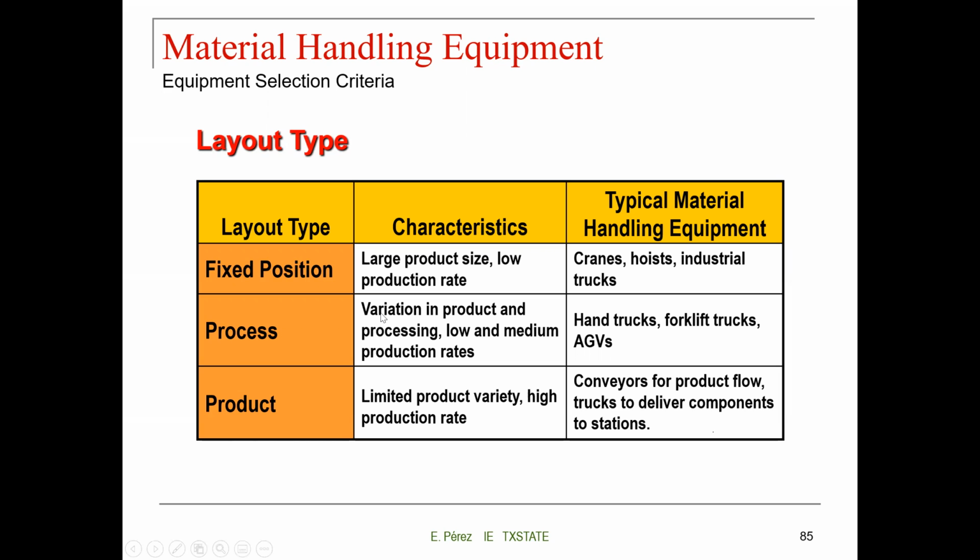The layout type, based on the equipment. The layout types are fixed position, process, and product. We discussed this already. If you have a fixed position layout, the typical material handling equipment are cranes, hoists, and industrial trucks. If it is a process layout, then hand trucks, forklift trucks, and AGVs. If you have a product layout, then conveyors for product flow, and trucks to deliver the components to stations.